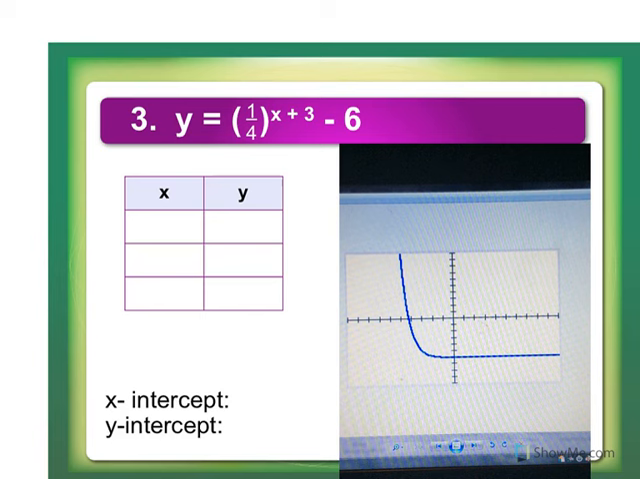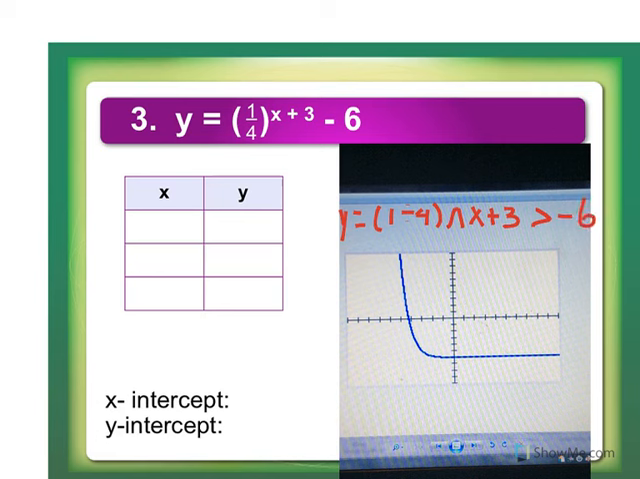When you go to type this one in your calculator, you're going to have the y equals, you're going to do parentheses 1 divided by 4, close the parentheses, use the upward caret, and then type in the x plus 3. Make sure you slide over to the right arrow so that you're out of the exponents. Make sure that looks like an arrow so you know what I'm talking about. You're going to use the arrow on the side of the calculator, and then you'll hit your -6.